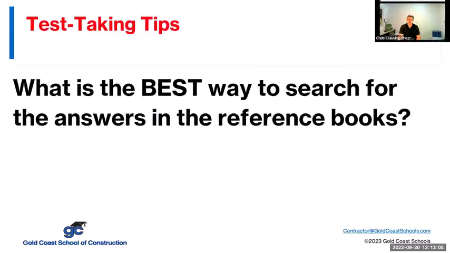So what is the best way to search for the answers in the reference books? Well, in my opinion, it's the index. Not every book has an index. The Contractor's Manual does. BGA has an index. The AIA 201 has an index, but the 401 and 701 do not. So you have to focus mostly on the table of contents there. But if you have an index, that's typically the best way to search for the keywords.